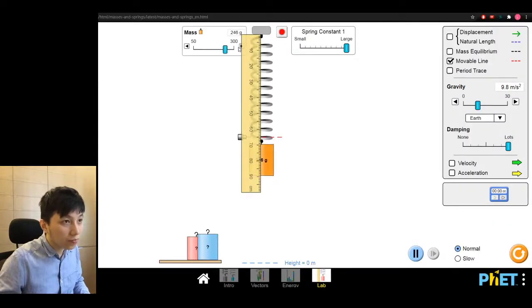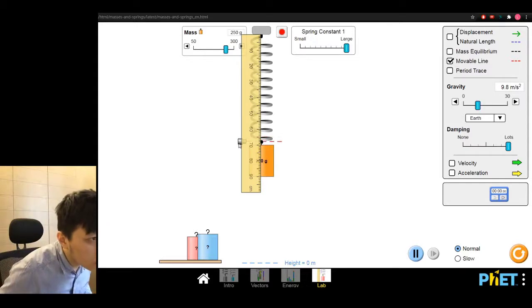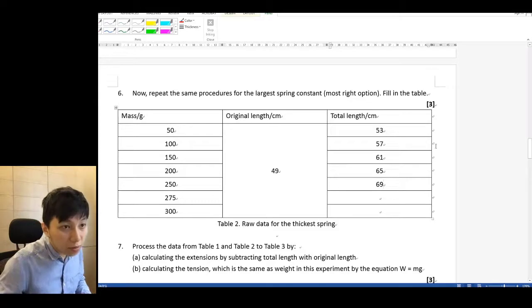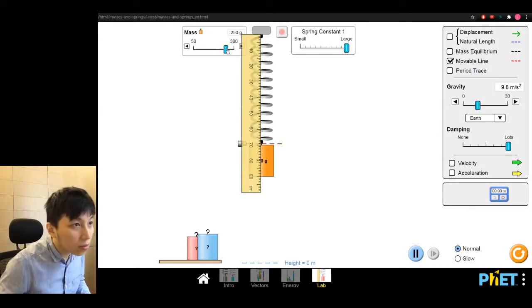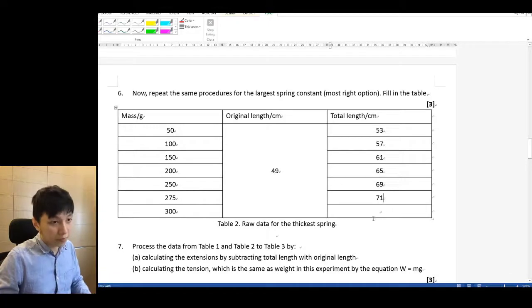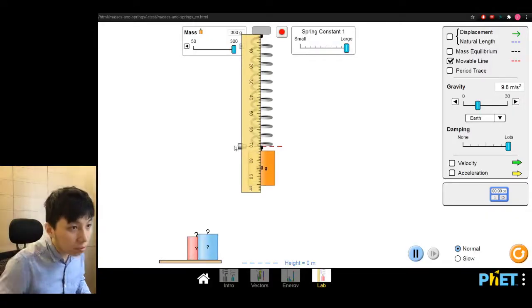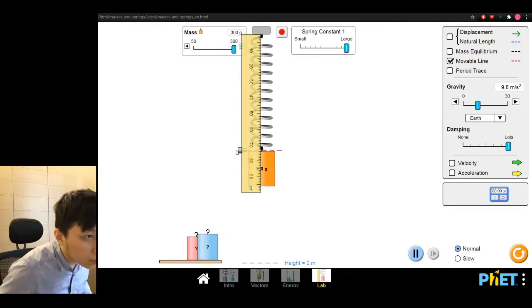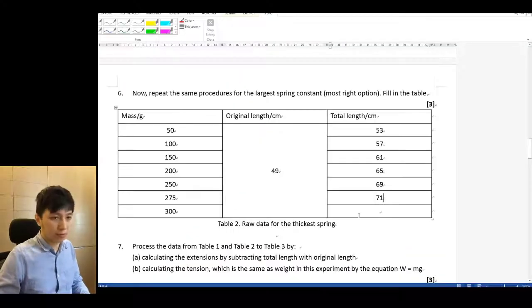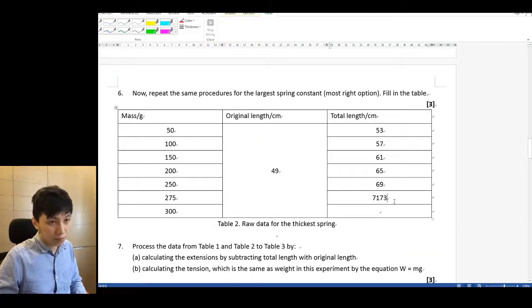250 gram. 69. Plus 4, yeah, that's what you get. 75, and then that's not going to be a big change, so 71 I will call, and then lastly 300. Um, 73.